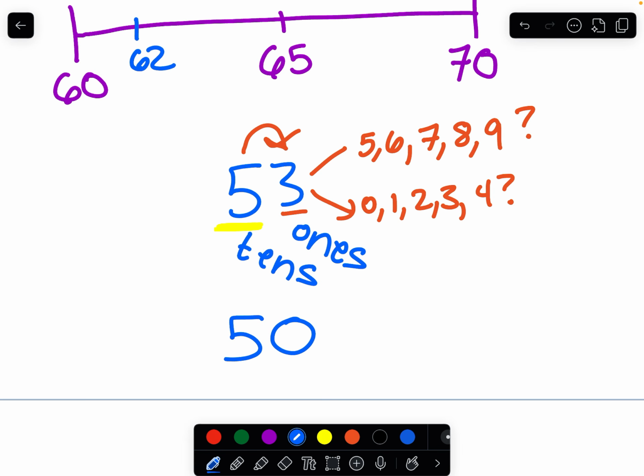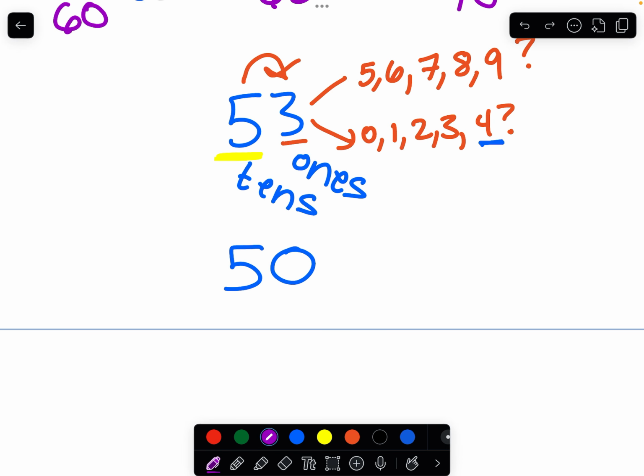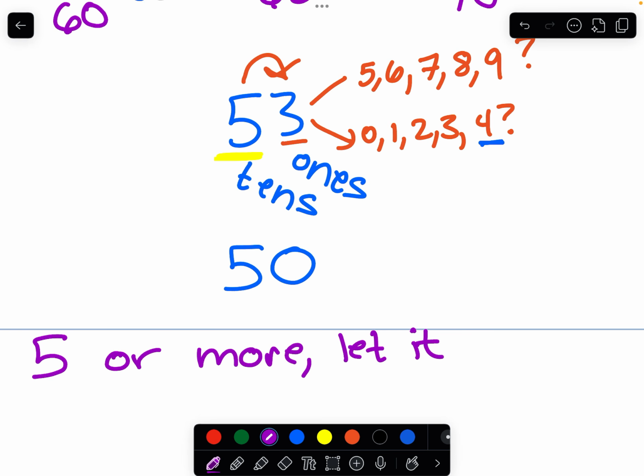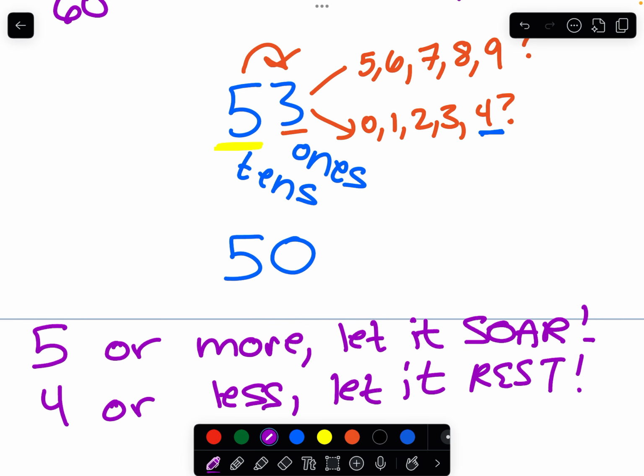And there's a helpful little rhyme that a lot of teachers tell their students. 5 or more, let it soar. 4 or less, let it rest. And I really like this rhyme. I find it very helpful. Let me write it out. 5 or more, let it soar. 4 or less, let it rest.